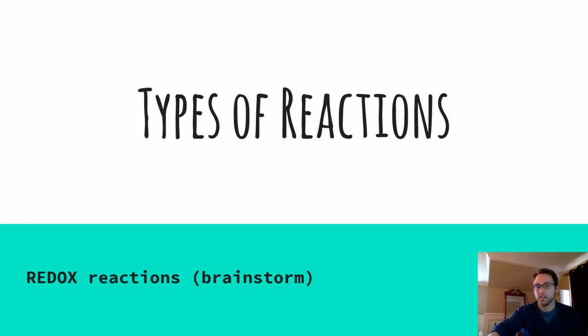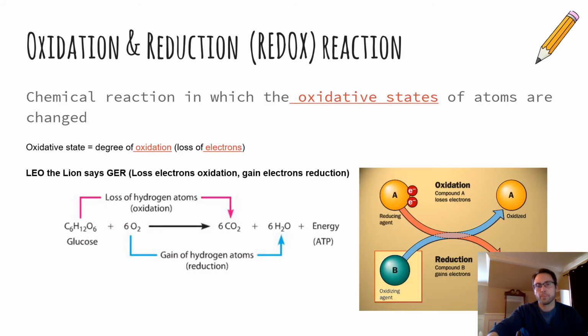Another type of reaction that we're going to talk about is a redox reaction, which is a new one for us, but if you're in the chemistry class as well, we're going to be talking about redox reactions in one of our units coming up. A redox reaction is actually just a short form for saying an oxidation and a reduction reaction. It's a chemical reaction in which the oxidative states of atoms are changed. The oxidative state is the degree of oxidation, or the loss of electrons.